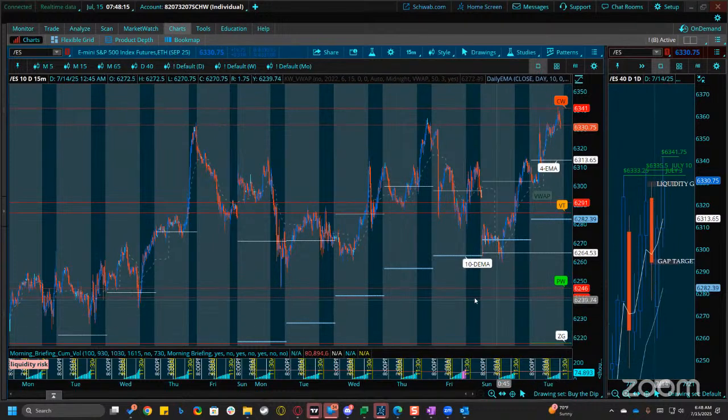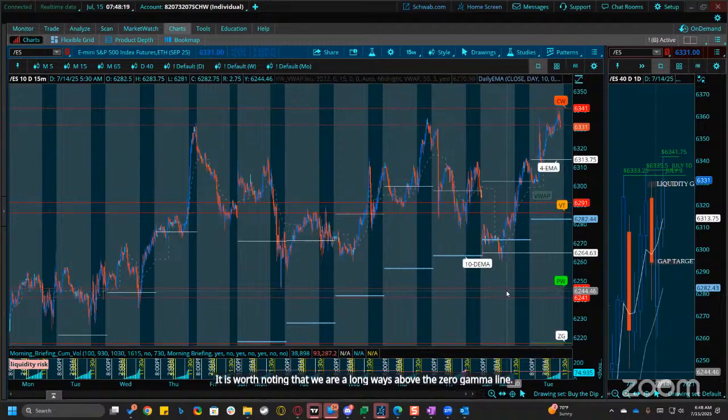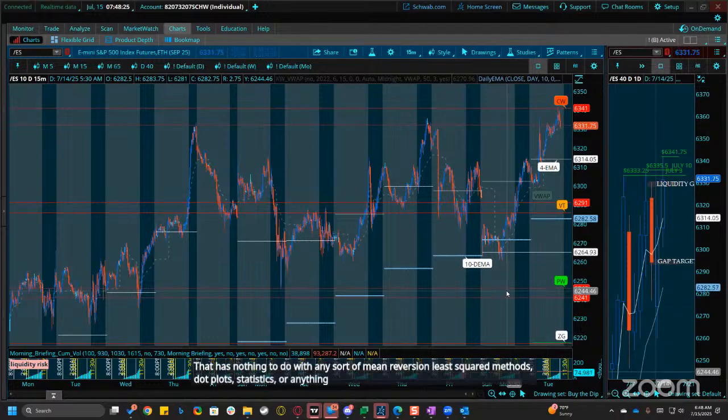It is worth noting that we are a long ways above the zero gamma line. That has nothing to do with any sort of mean reversion, least squared methods, dot plot statistics, or anything else that would highlight or indicate that we're going to mean revert and go back the other direction.